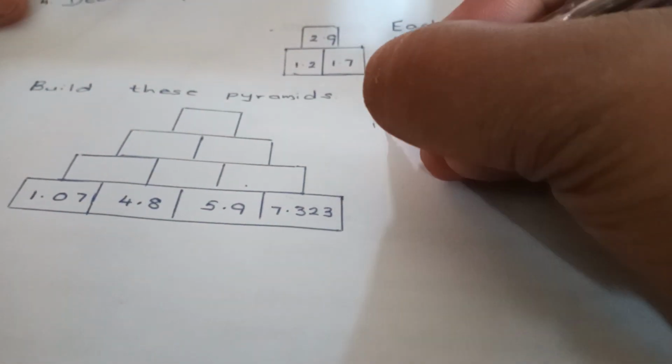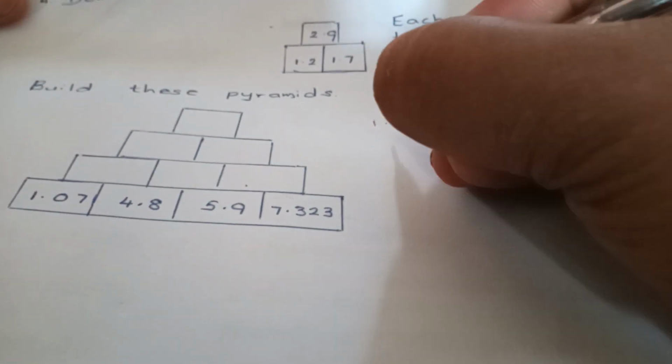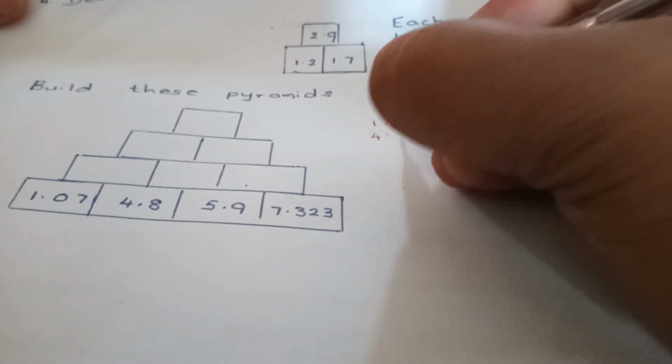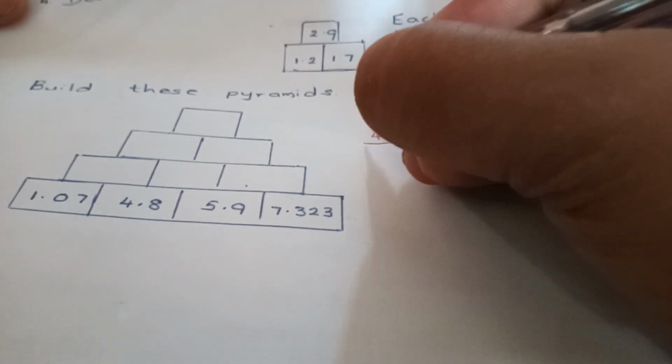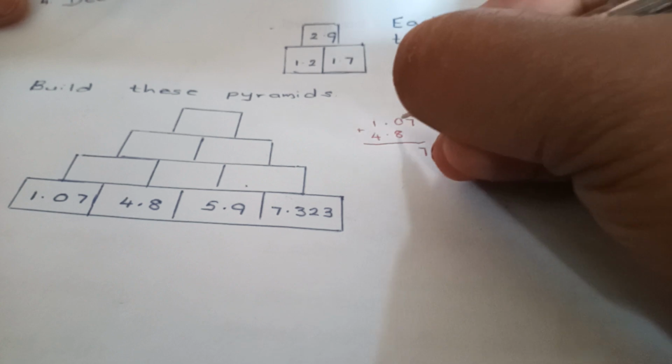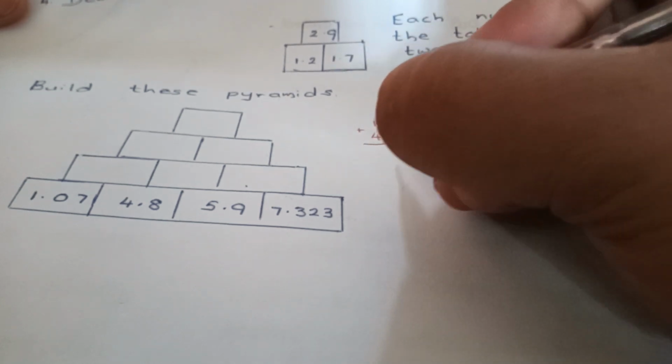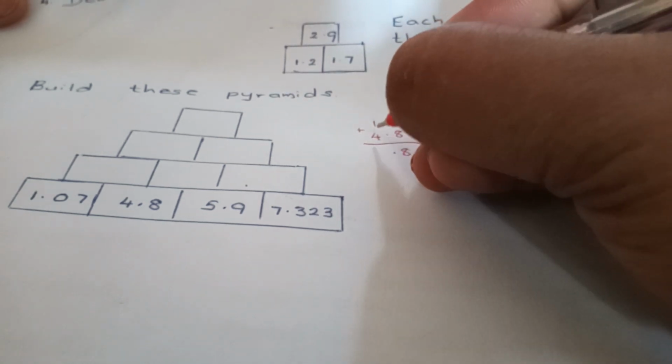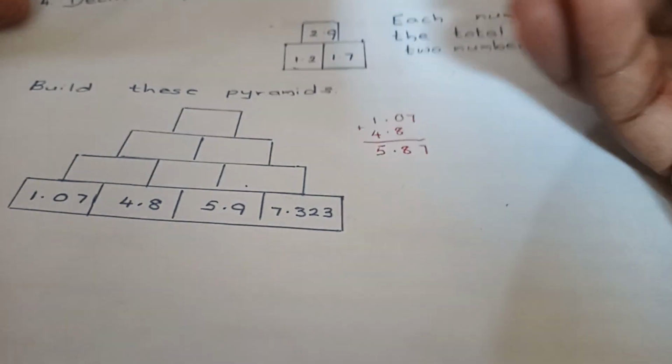Okay, let's add 1.07, 4.8. Add 7, 0 plus 8, 8. 4 plus 1 plus 4, 5. 5.87.